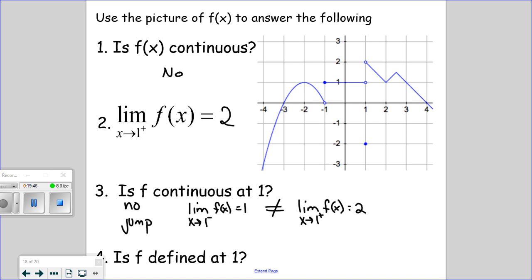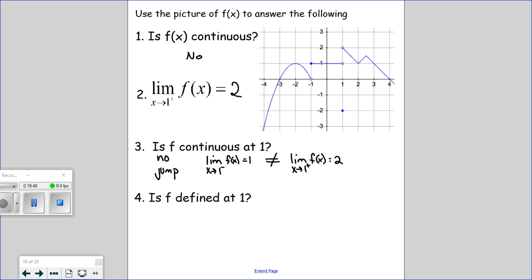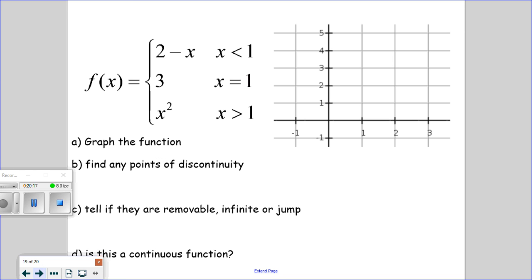It's a jump discontinuity. Is it defined at 1? What do you think? Yes or no? No. It is not. We don't have a, oh yes it is. Keep looking. Right here. It is defined at 1. Closed dot. f of 1 is -2. Questions? All right.